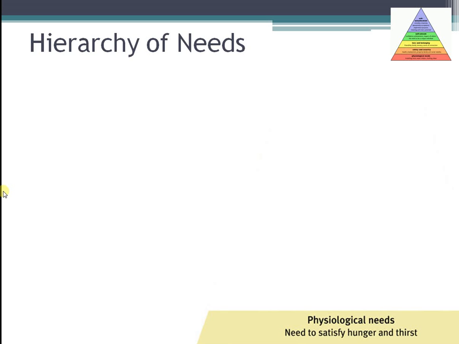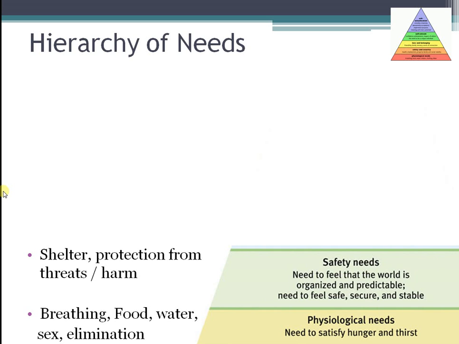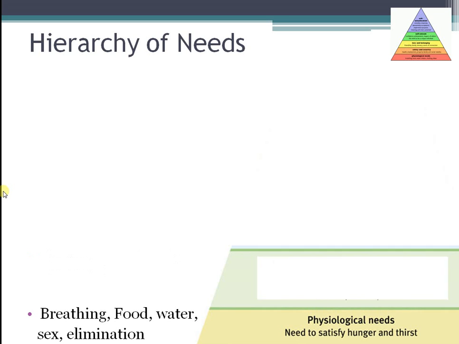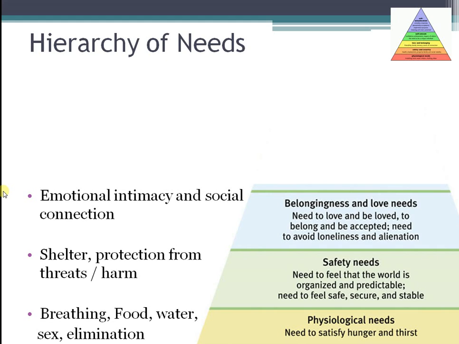At the bottom are physiological needs. These are things like eating, drinking, elimination. People might also argue sex comes under a physiological need. Then we have safety needs, right? So we desire to have a world that's safe. We need to have shelter. We need to feel like our world is predictable. We're secure. And then above that, we have belongingness needs.